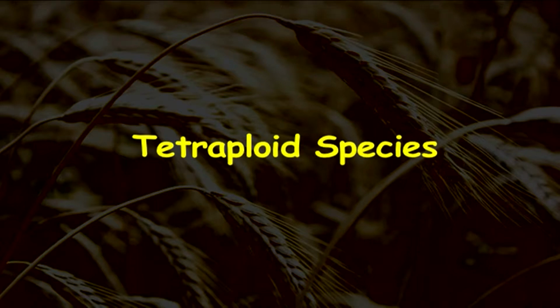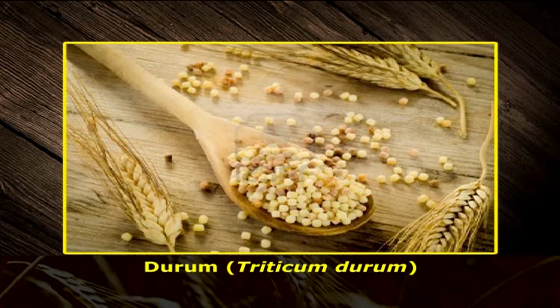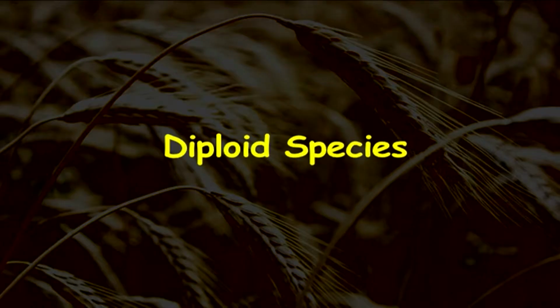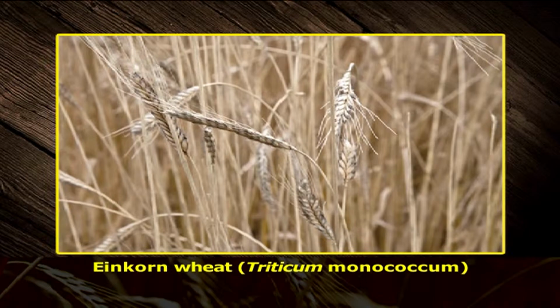Tetraploid species. Durum wheat is the only tetraploid form of wheat widely used today, and the second most widely cultivated wheat. Immer wheat is a tetraploid species cultivated in ancient times but no longer in widespread use. Diploid species. Einkorn wheat is a diploid species with wild and cultivated variants.